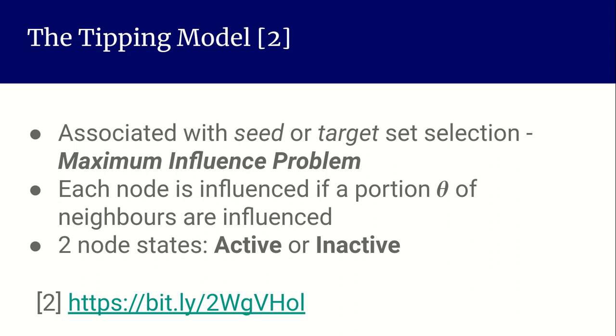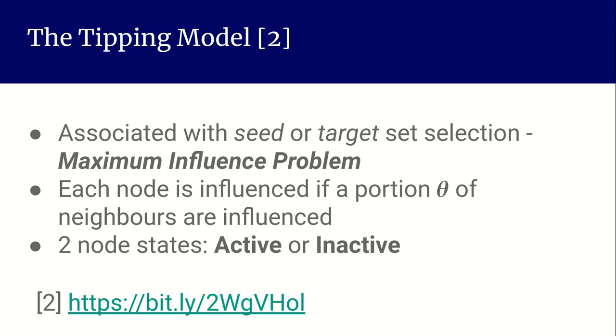The tipping model is associated with a seed and target set of nodes. It is strictly related to the maximum influence problem, in which, given an initial set of active nodes, one has to maximize the final set of infective nodes. So we want a bigger set at the end of this procedure. So this is what the maximum influence problem entails.